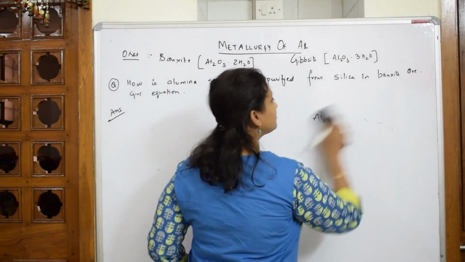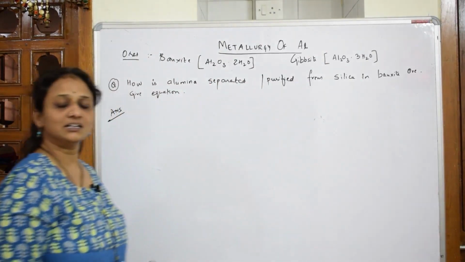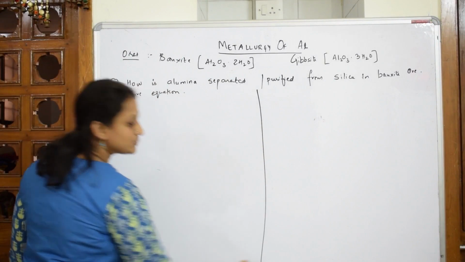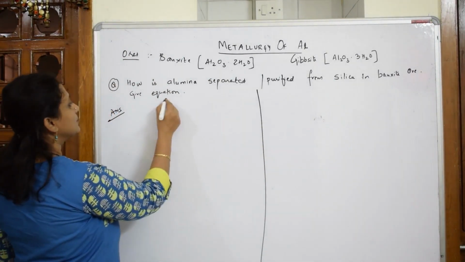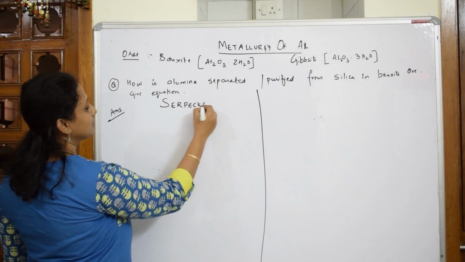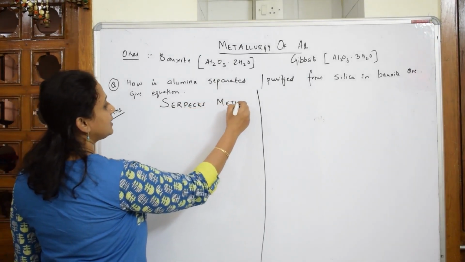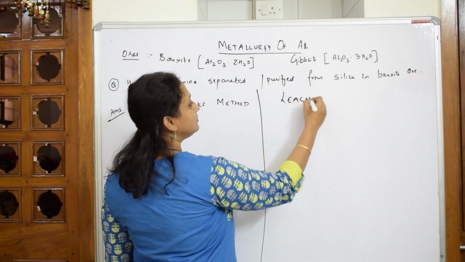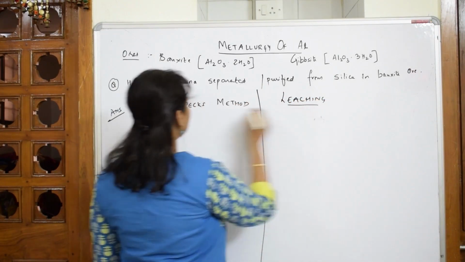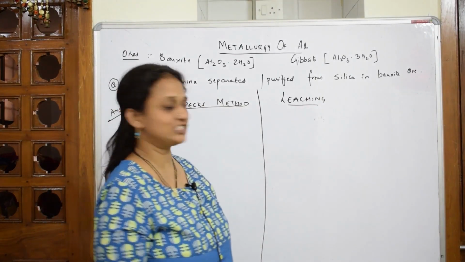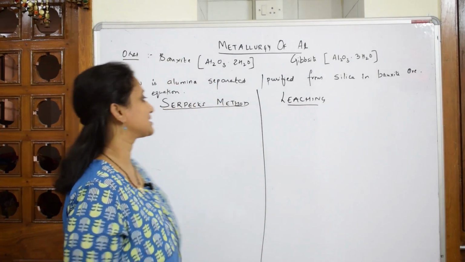So for separation or purification of this silica, we are going to use two types of methods. One method is called the Serpeck process, Serpeck method. And the second method is called a process of leaching. These two are purification methods only. In the exam, they directly ask you what is the process of leaching, so you can write this answer. Let us come back and see.